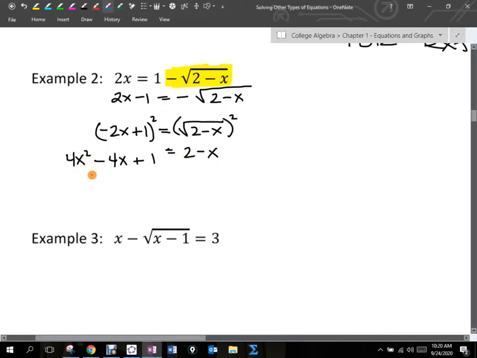Is that an equation that we have some experience with? It's quadratic now, right? You're going to get everything equal to 0. So you have 4x squared minus 3x minus 1 is equal to 0.